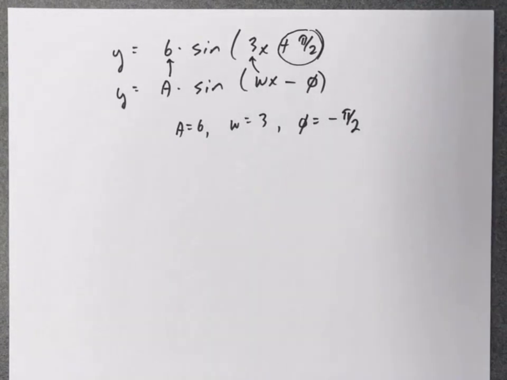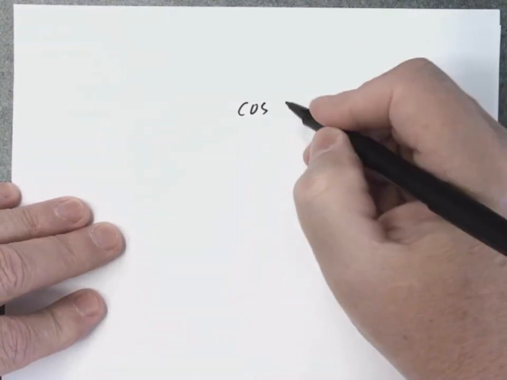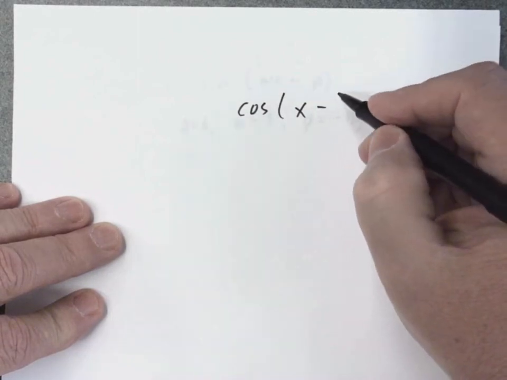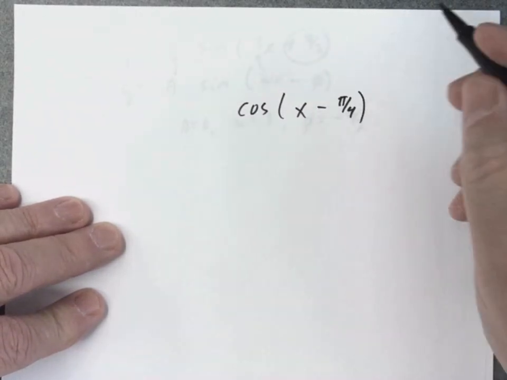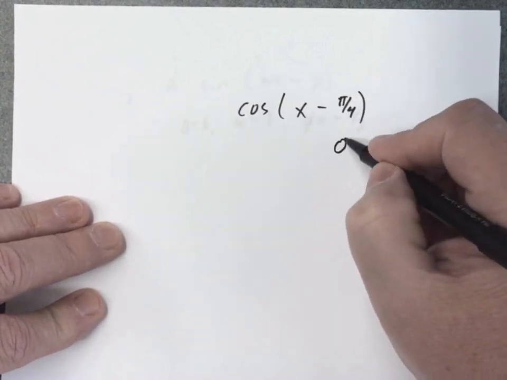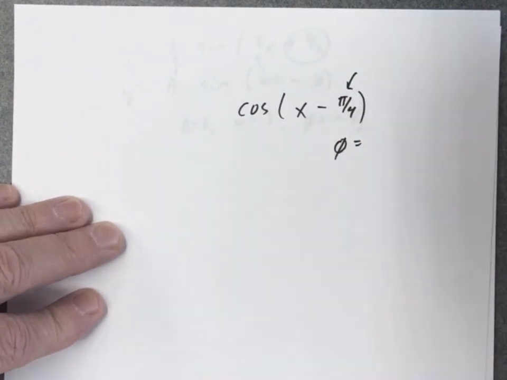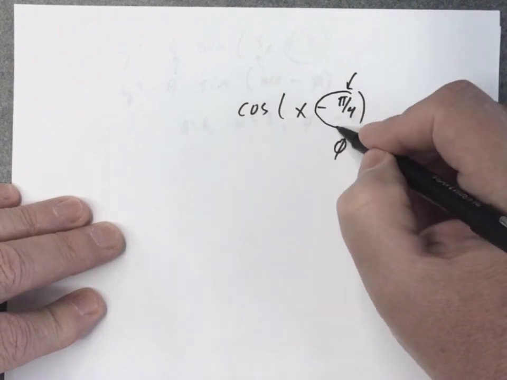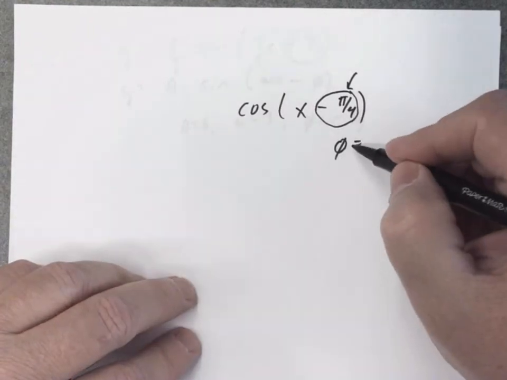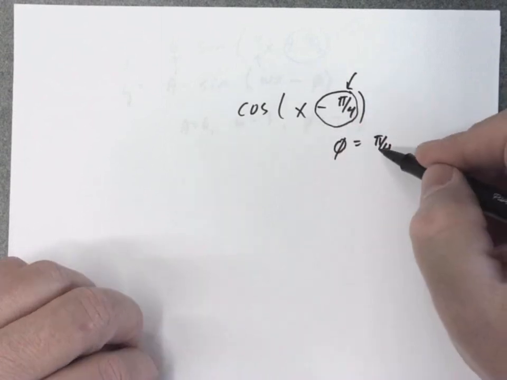Just as an aside, that whole idea, what if I had cosine of x minus pi over 4? So for the phi, I know phi is basically this here, but should it be plus or minus? I say to myself, I've got a negative pi over 4 here. When I actually define phi, then it has to be the opposite. So for this equation, phi would actually be pi over 4.